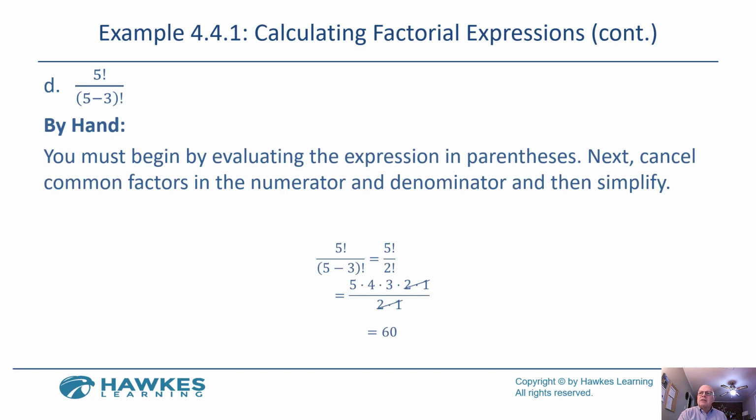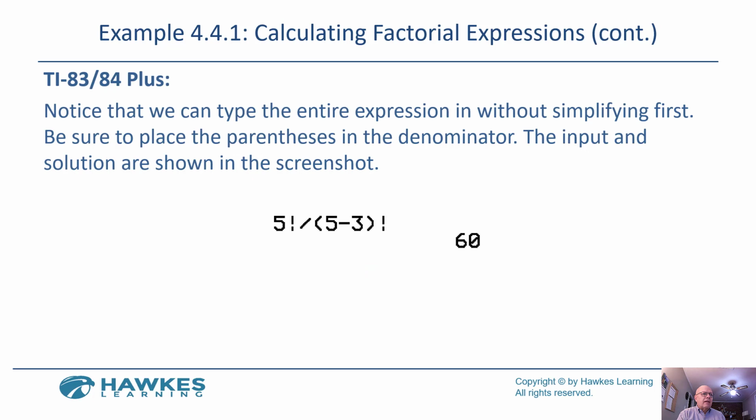There's the second one. Remember, this is important. Do what's inside the parentheses first, so that becomes 2 factorial, and then you're in business. There it is in the calculator. You can do all that in your head. And if you want to, you can actually do the 5 minus 3 in parentheses. It might be more trouble than it's worth, unless 5 minus 3 is a lot more complicated than that.